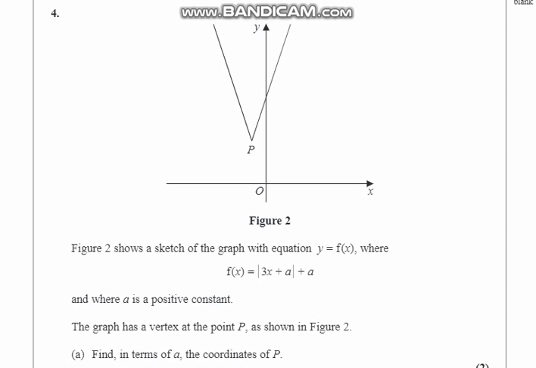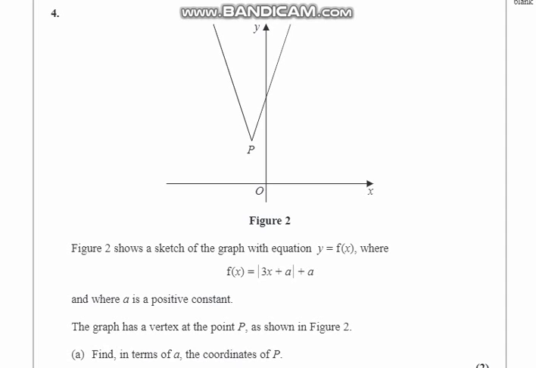To find the x value, one easy trick to differentiate between y and x is that the value inside the modulus will always give you the x value, and the value outside the modulus will give you the y value. That's the easy trick that will save your time, and that's only 2 marks, so you have to do it real quick. And they even said that we have to find the coordinates in terms of a.